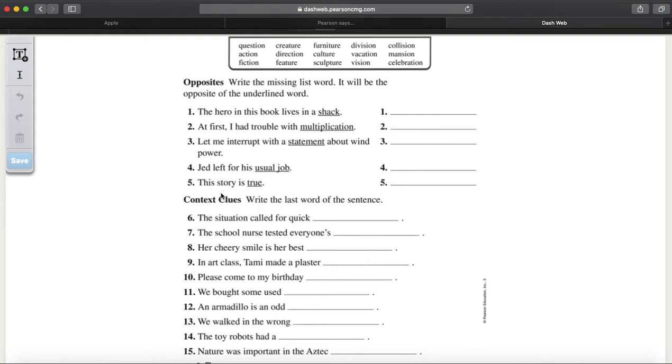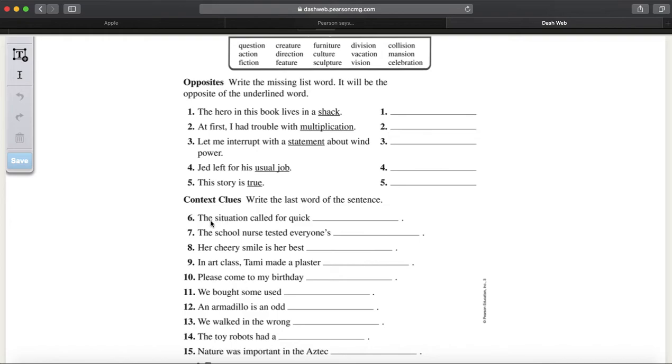Now number 5. This story is true. True means a real story. So the opposite of true or real, who's the smart one who is going to say? Fiction. Yes, because fiction is fantasy, something not real.